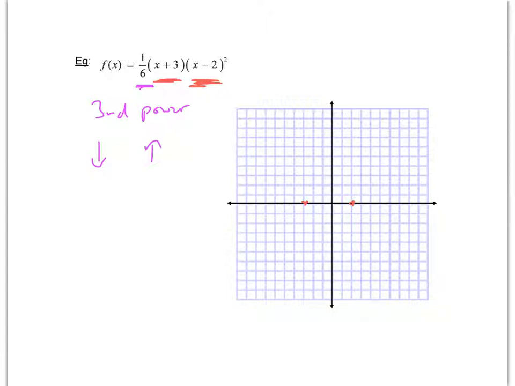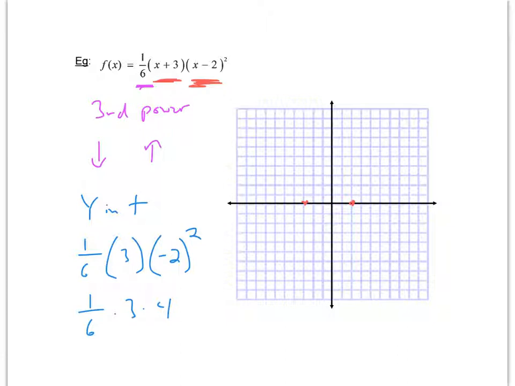Before I even do that, though, I'm going to find my y-intercept. I'm going to plug in 0 for x. So I'm going to have 1/6 times 0 plus 3, which is 3, times 0 minus 2, which is -2 squared. So I have 1/6 times 3 times 4. Well, 1/6 times 3 times 4 is 1/6 times 12, which is 2. So I have a y-intercept at 2.